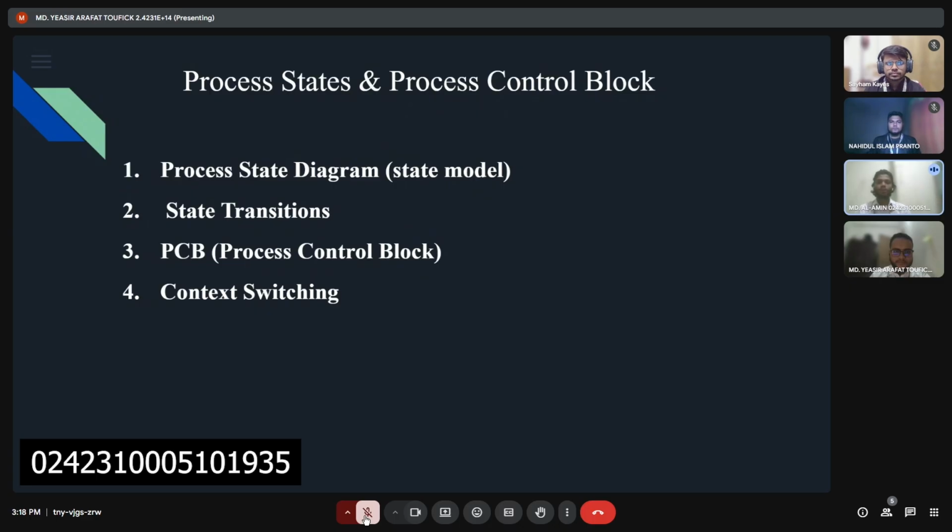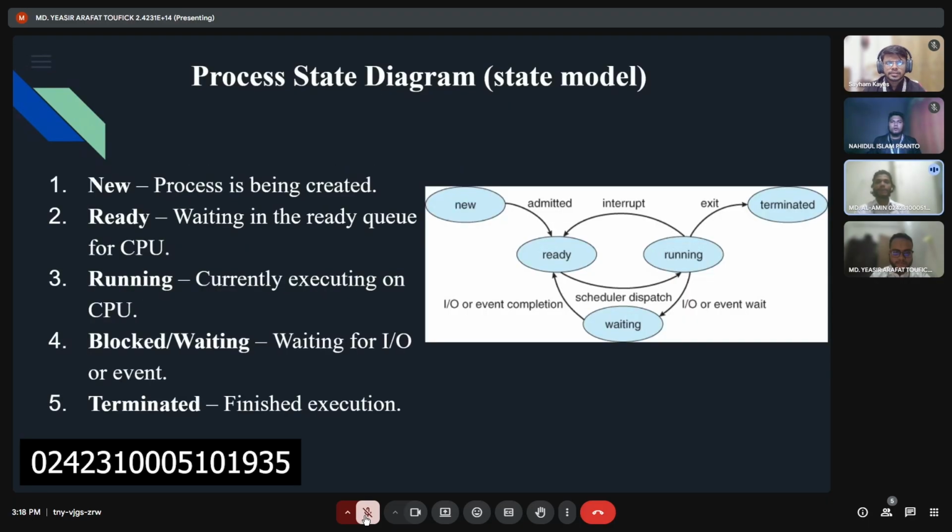So today I will cover process control block. Here we have four subtopics: first, process state diagram, state model. Second is state transition. Third, process control block (PCB), and fourth is context switch. So now I am talking about the process state diagram.